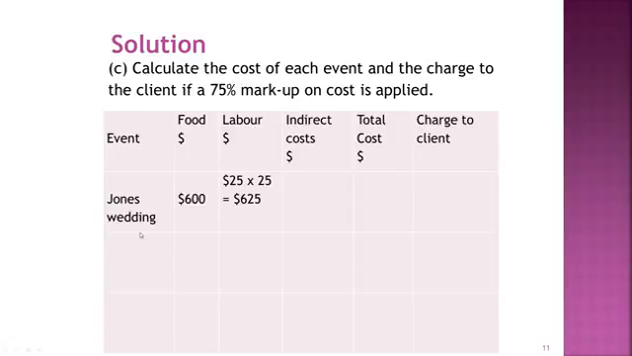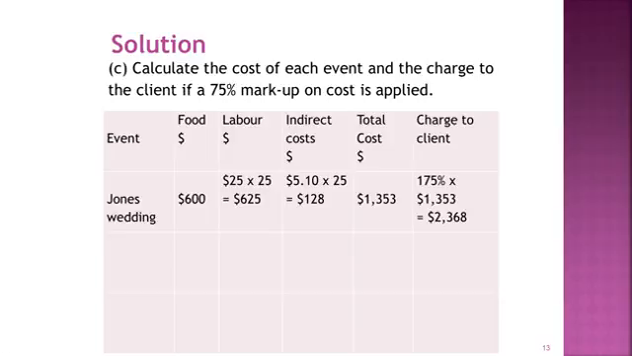The first event is the Jones wedding. The cost of the food is $600. The cost of the labour is $25 times 25 hours, which is $625. For the indirect costs, we're using labour as our cost driver, so $5.10 that we calculated times 25 is $128. So the total cost, 600 plus 625 plus 128, is $1,353. So we're going to mark it up by 75%.